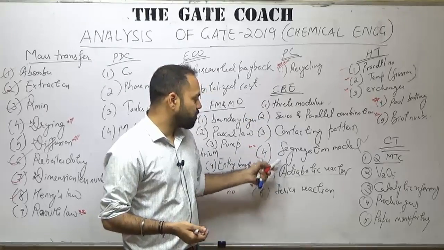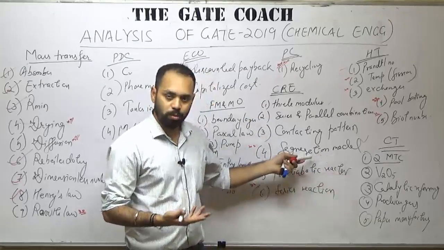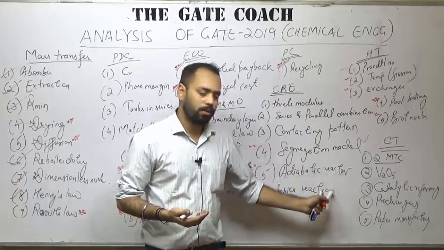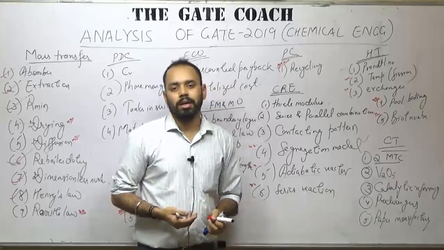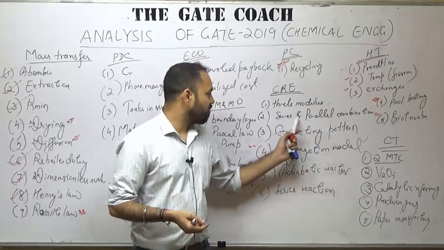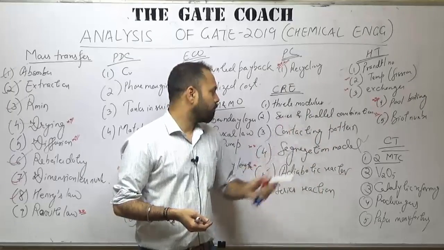All these problems based on segregation model, which is a new problem this time, then based on adiabatic reactor and based on series reaction. These three problems were quite time consuming. Okay. However, the contacting pattern problem, the series and parallel combination of reactor, and the problem on Thiele modulus were easy problems.